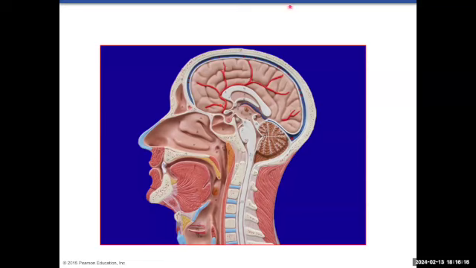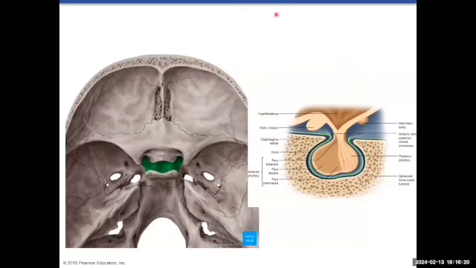The sphenoid bone. Do you all remember the particular name of that area where the pituitary gland is? The sella turcica. Good. So the sella turcica of the sphenoid bone, as you can see here from above, is going to house the pituitary gland. It's going to house the hypophysis.